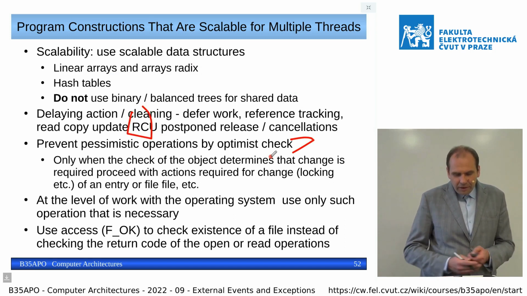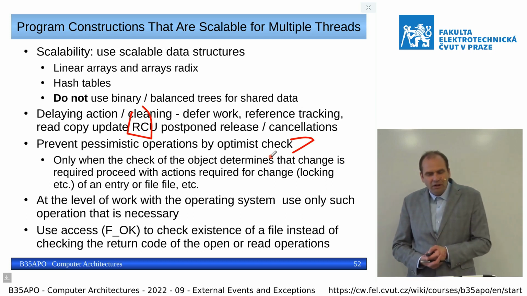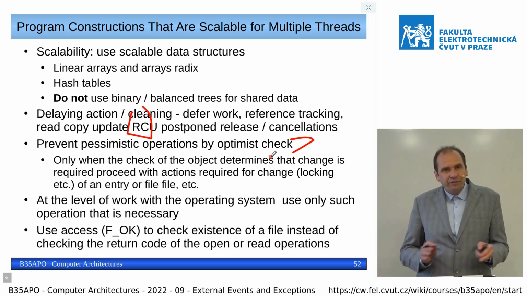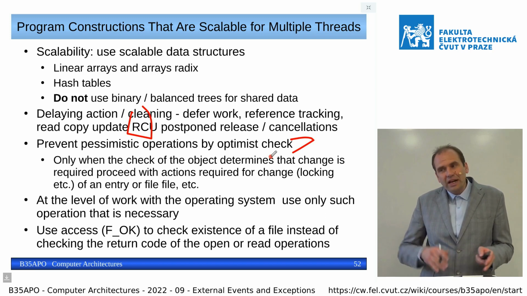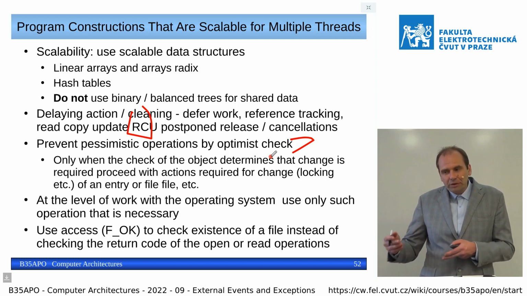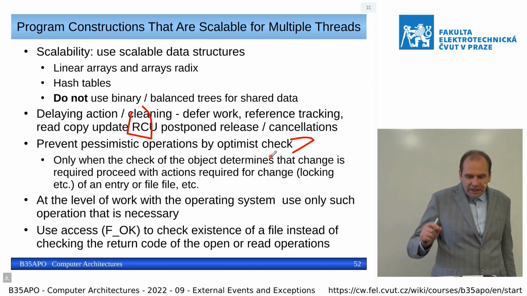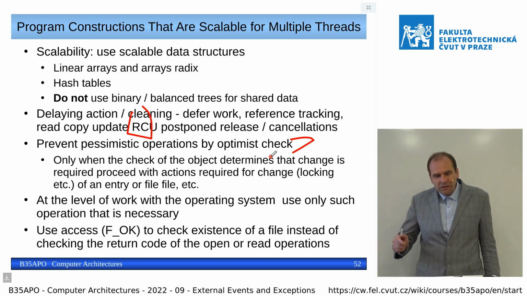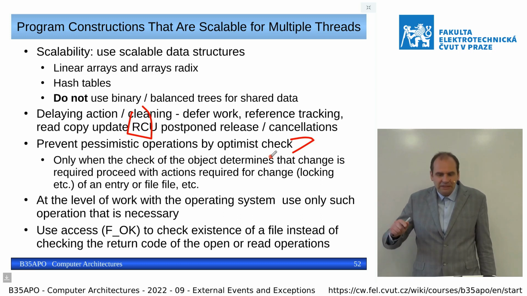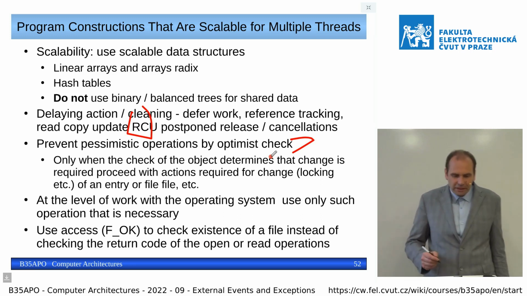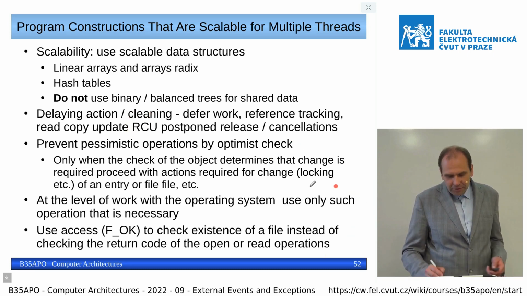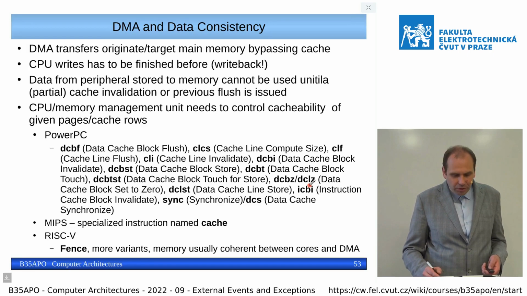You can prevent a pessimistic operation by an optimistic check. So basically, try to do some operation, process it, and then only at the end check if the actual pessimistic situation happens, and in such case redo the operation, for example, and so on. So those are the possibilities for how you can speed up your code.